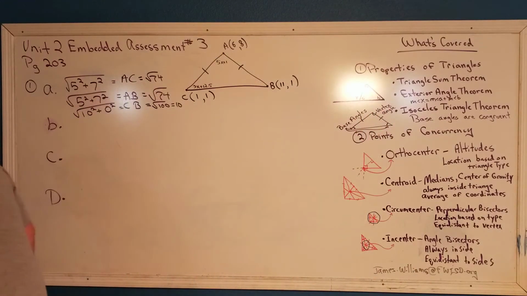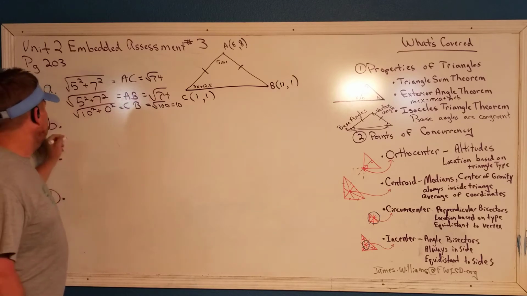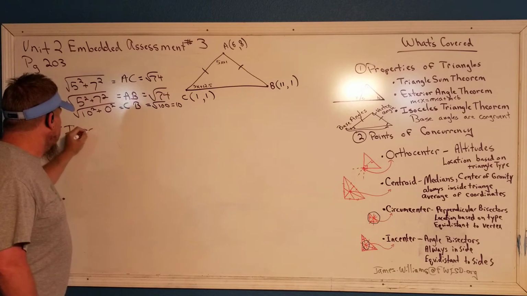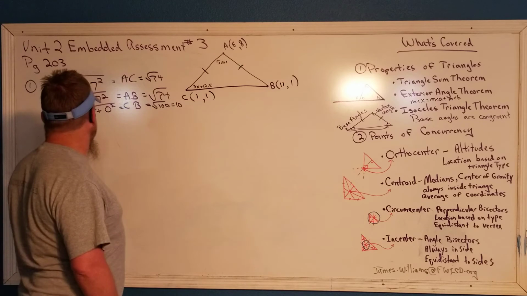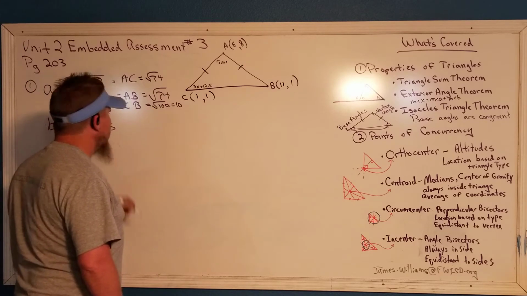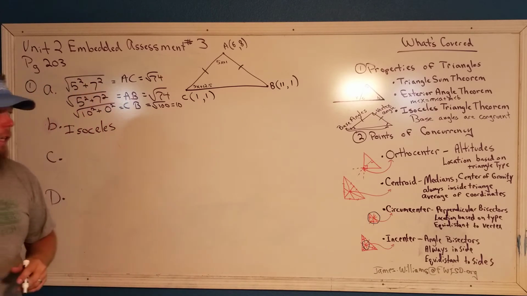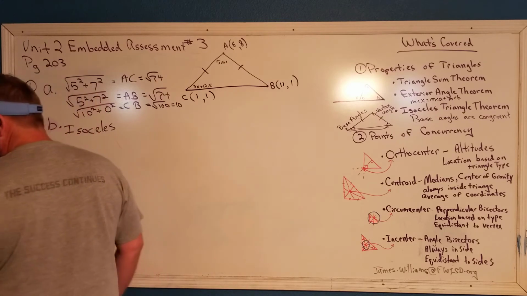The next thing it asks is the type of triangle formed by the intersection of the three streets. Well, we already talked about that. If two sides match, we call that isosceles. Sorry, I teach math, not spelling. I always pause for a second there when I'm trying to spell. My mind kind of has to shift.